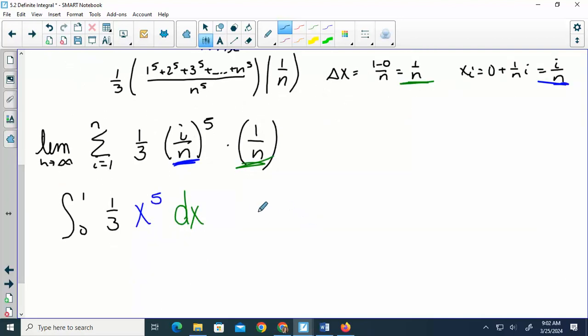Right, so the antiderivative of x to the 5th would be x to the 6th. That means you need a 1/6 in front. So 1/6 times 1/3 is 1/18.